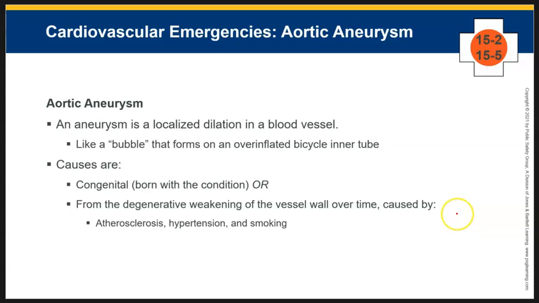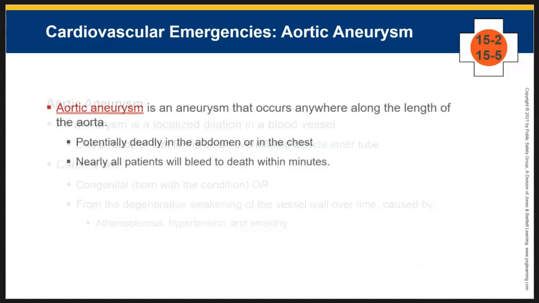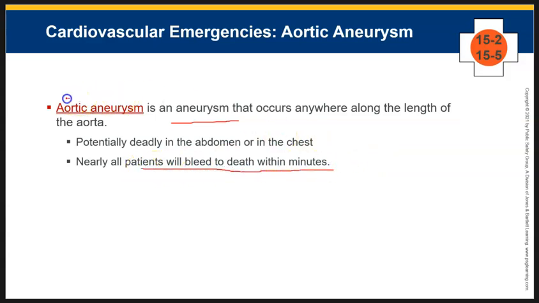Another critical emergency is an aortic aneurysm. The aorta, that important vessel that leaves the heart from the left ventricle and carries blood to distal tissues, can form a bubble, very similar to what you would see on an overinflated bicycle inner tube. Anywhere along the length of the aorta, that bubble is what we call an aneurysm. Now, if that aneurysm was to burst, the patient would bleed to death within minutes, because essentially we have the largest vessel in their entire body opening up.